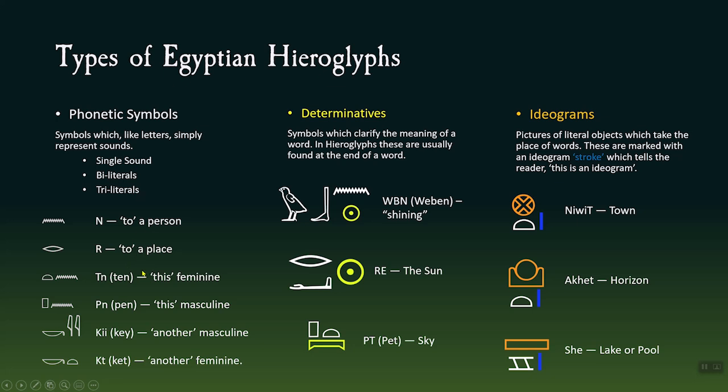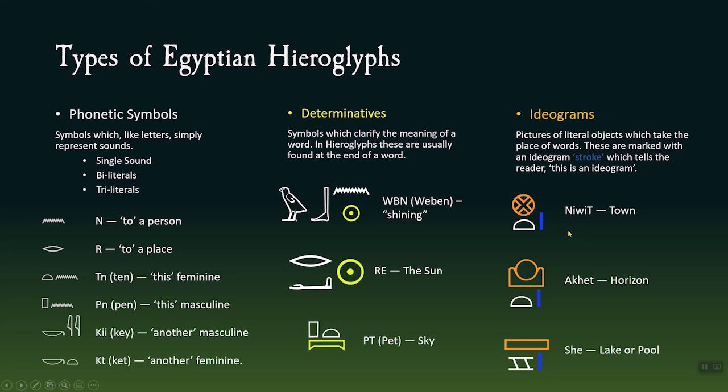So they recognized, hey, wait a minute, we can eliminate the determinatives, we can eliminate the ideograms, and we can eliminate the biliterals and triliterals and simplify all of our writing down to just single sound phonetic symbols. Alpha, beta, gamma, delta, so on and so forth. A, B, C, D, right?